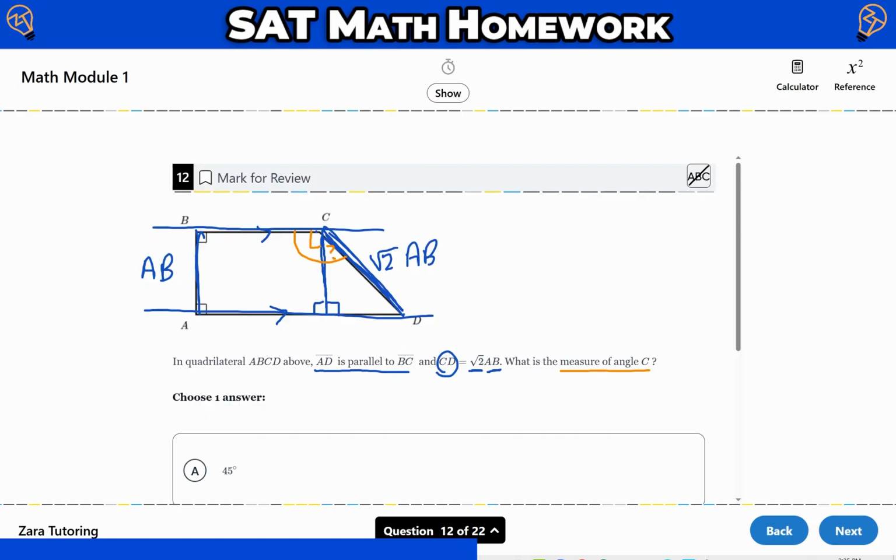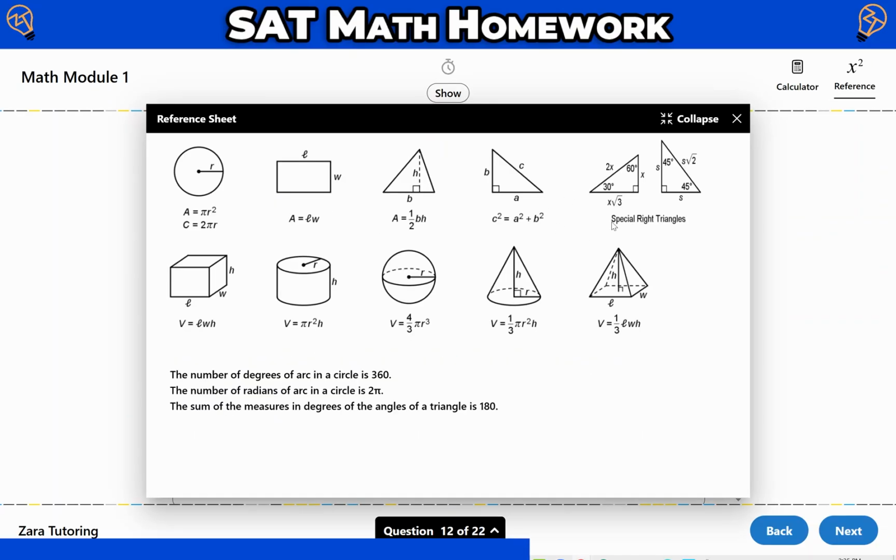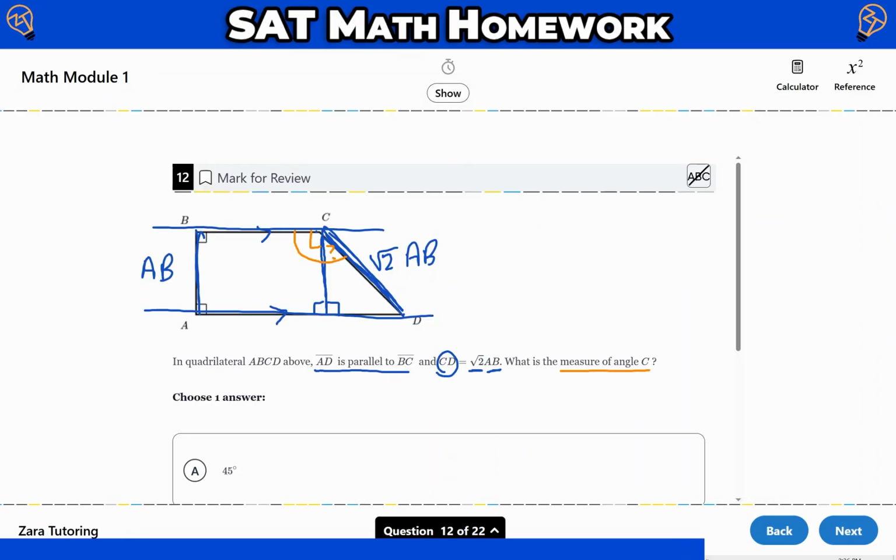Well, something that is useful to know is to be familiar with certain special right triangles. So if we go to our reference document up here in the upper right corner, notice you have two types of special right triangles. You have a 30, 60, 90, and you have a 45, 45, 90. Well, which of those two looks more familiar? Well, we talked about the fact that the hypotenuse in the triangle that we're given, or really off of the trapezoid, was root 2 times AB. So that looks much more like this 45, 45, 90, where it goes S, S, S root 2, or X, X, X root 2, or in our case, AB, AB, AB root 2.